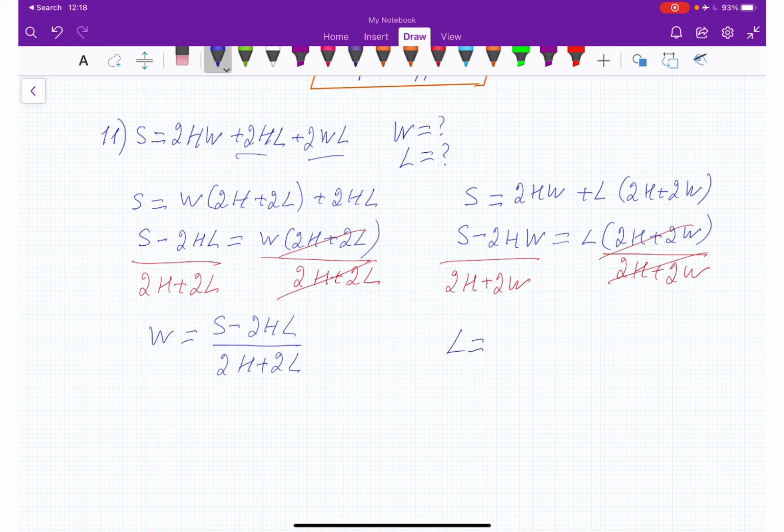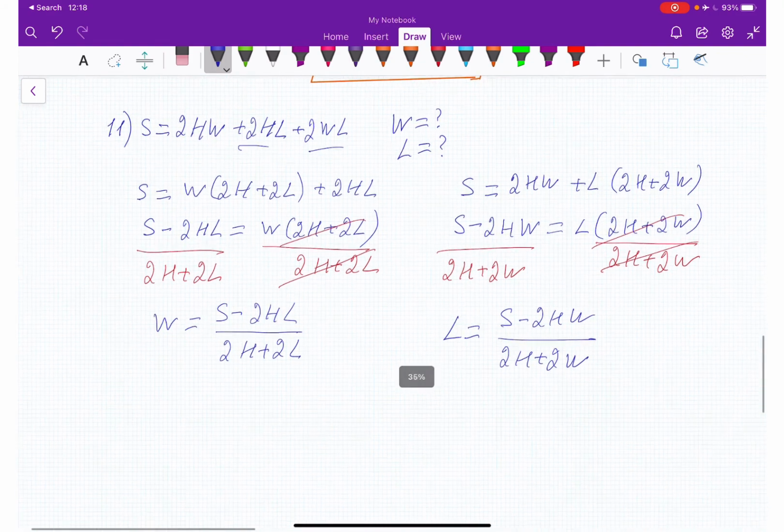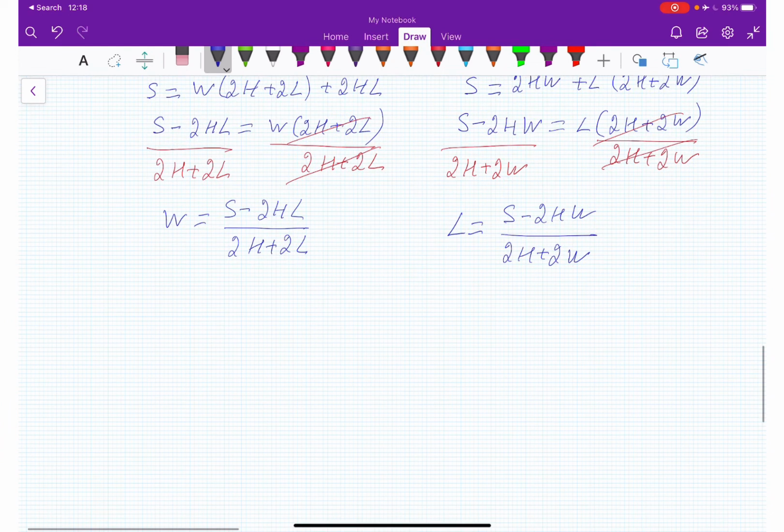And this is what we get. L is equal to S minus 2HW over 2H plus 2W. Okay. Question number 12. I'm going to do 15, 3 more. Now the last ones are becoming much more interesting.